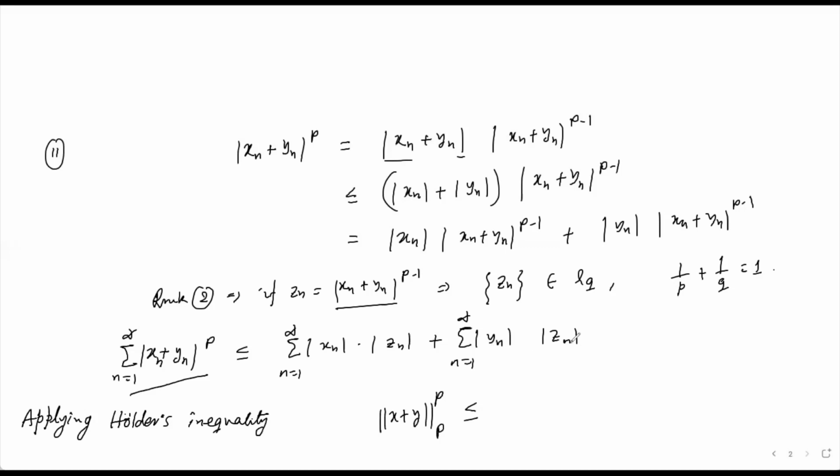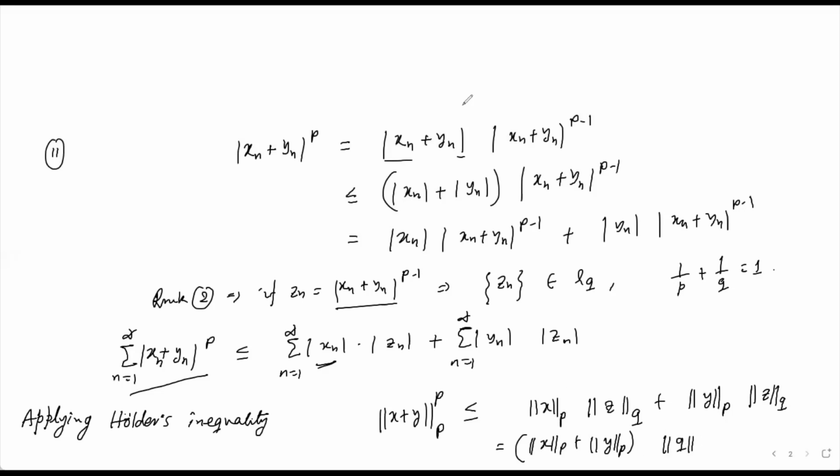And this is less than or equal to, by Holder's inequality, the p norm of the sequence x times the q norm of z plus the p norm of y times the q norm of z, and this is equal to the p norm of x plus the p norm of y, times the q norm of z. So let me write in the next page.